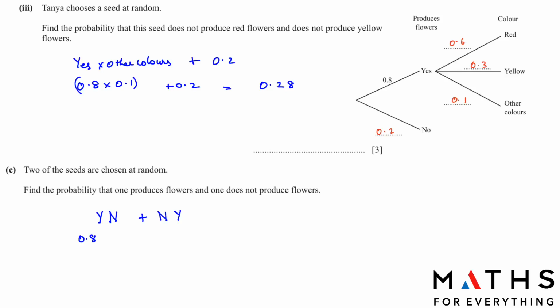Probability of yes is 0.8 and of no is 0.2. So we replace that and this will give us 0.32. This was a really very easy question.